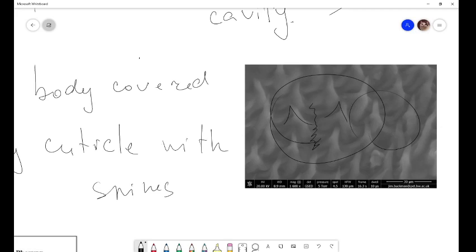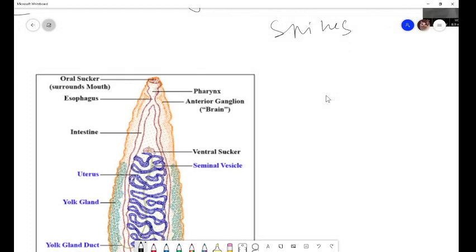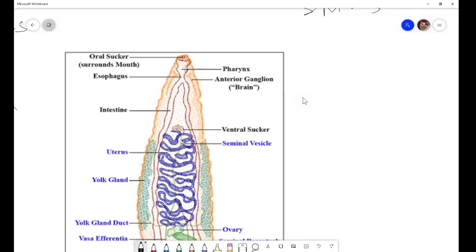What's the next? Organs of fixation are suckers, and all organisms of class Trematoda have two suckers. They are the oral sucker and the ventral sucker. And sometimes we can find a genital sucker, but it is not usual.